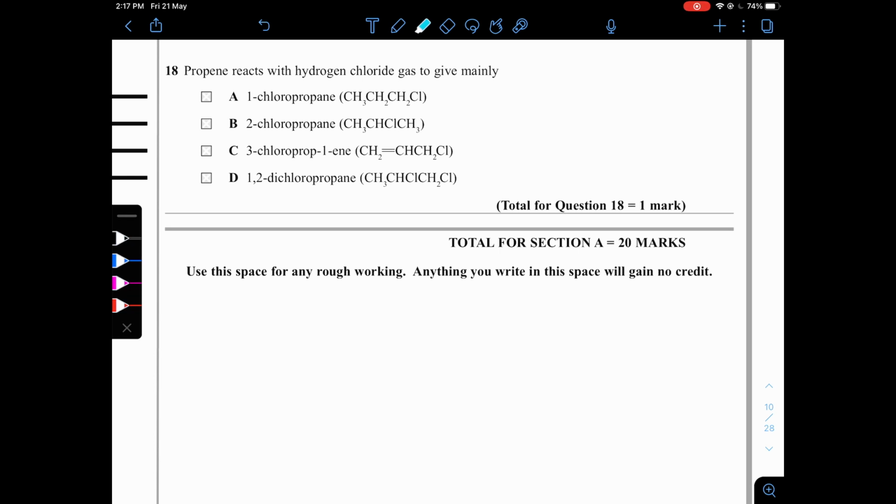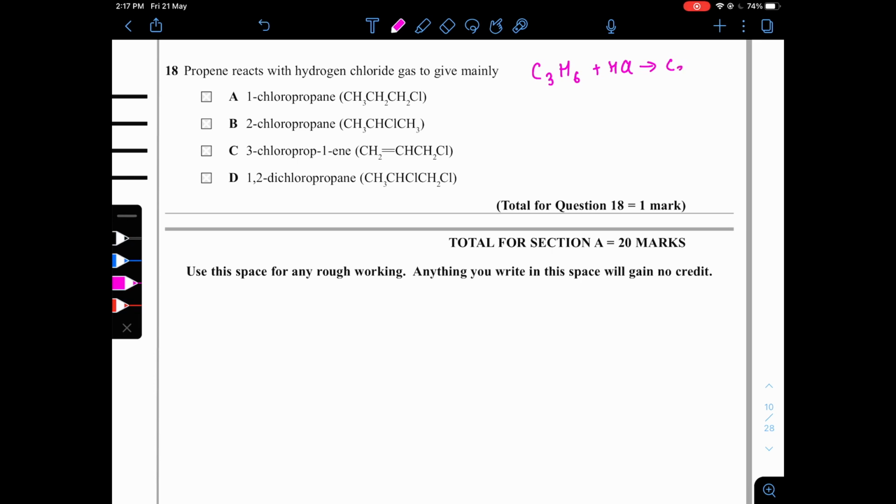Okay, so propene reacts with hydrochloric acid gas to give mainly what? So what we need to remember is that we need to look at what's going on. So propene has what formula? It has C3, right? And how many hydrogens? It has 6 hydrogens, right? Reacts with HCl, correct? To give us what? Usually gives us CH.